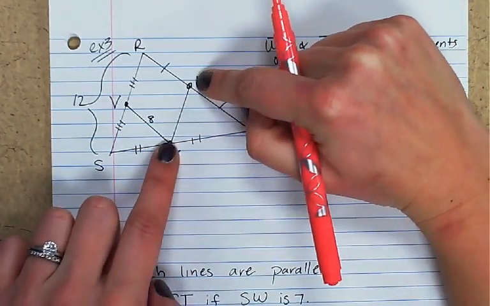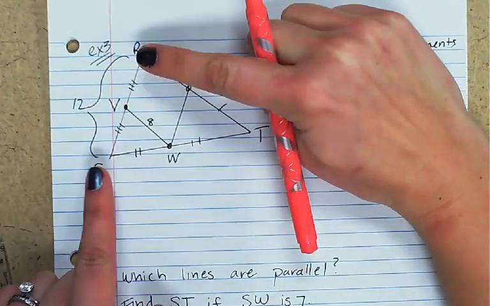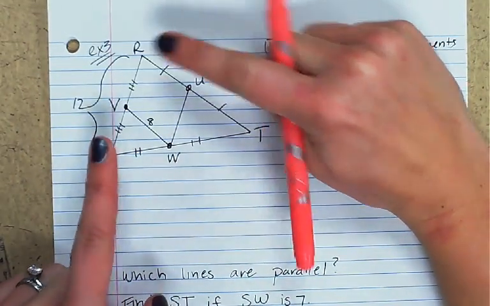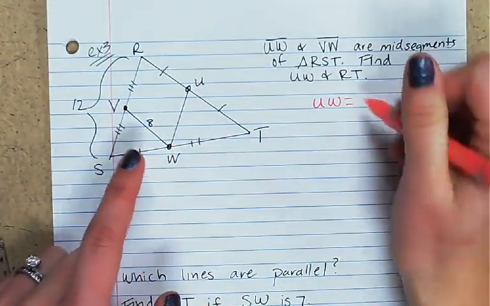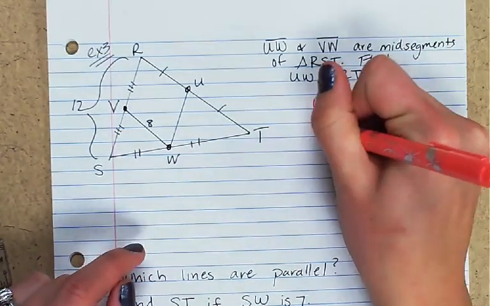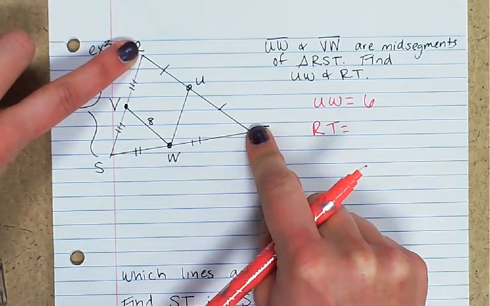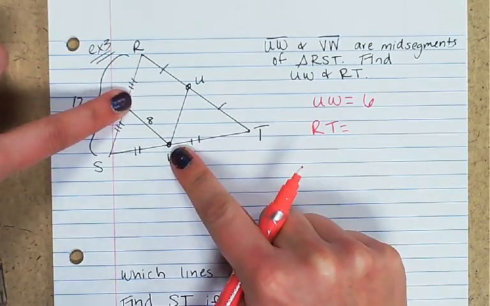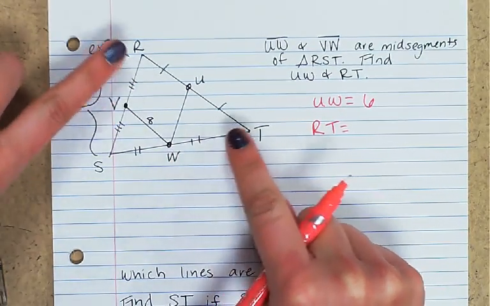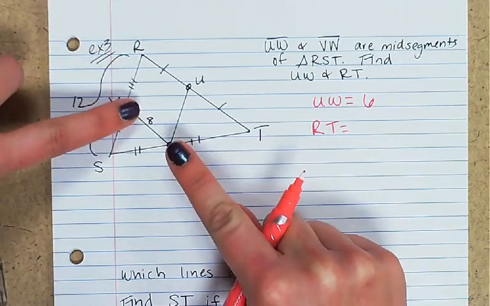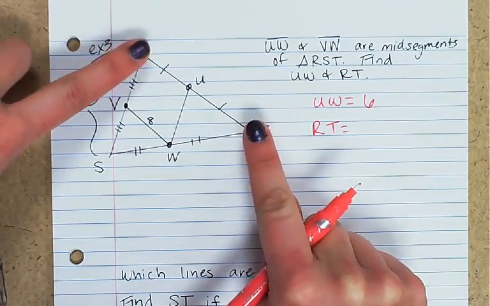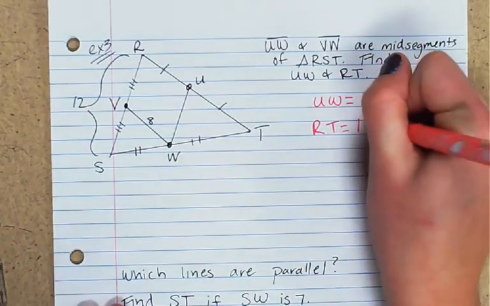Okay, so here's UW. It's the mid-segment, so it's going to be half as big as RS. So if RS is 12, this has to be 6. We also need to figure out what RT is. Okay, so here's RT. Its mid-segment is 8. So if this is 8, we just double it to get the base that goes with it. So 8 times 2, this is going to be 16.